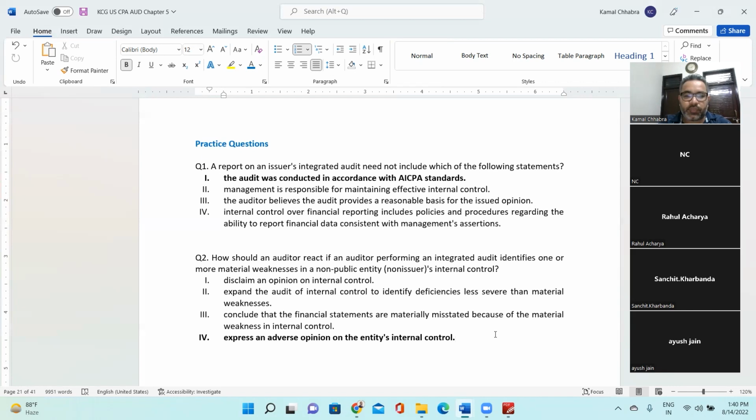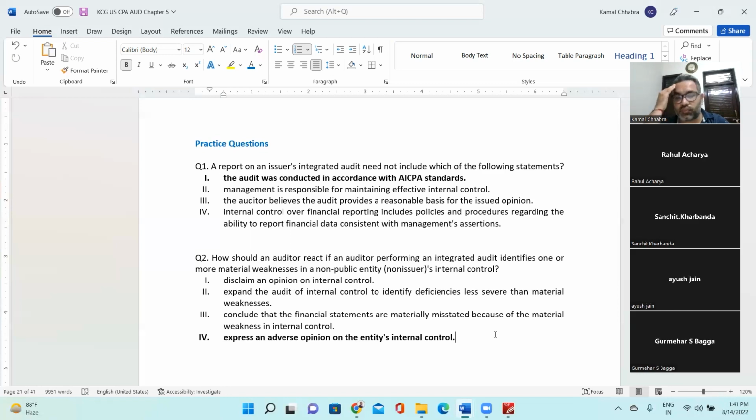Disclaim an opinion, expand the audit of internal control to identify deficiencies less severe than a material weakness, conclude that the financial statements are materially misstated because of the material weakness, or express an adverse opinion on the entity's internal control. What are you going to do? What is the call of the question? You have identified one or more material weaknesses in the internal control of a non-public entity, a non-issuer.